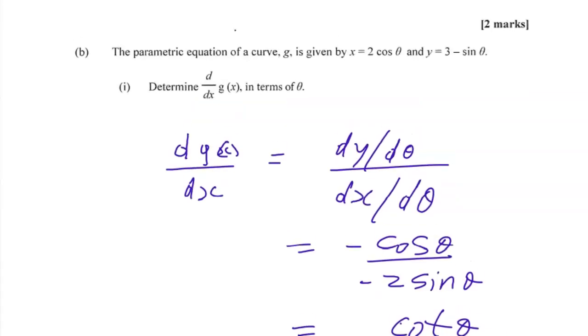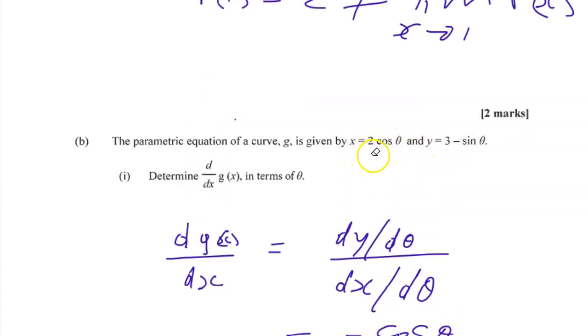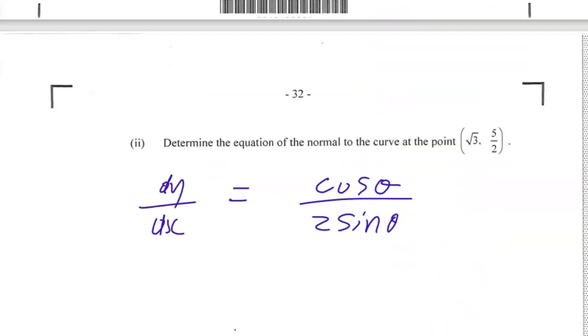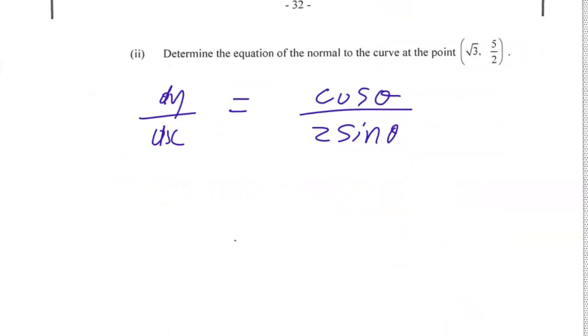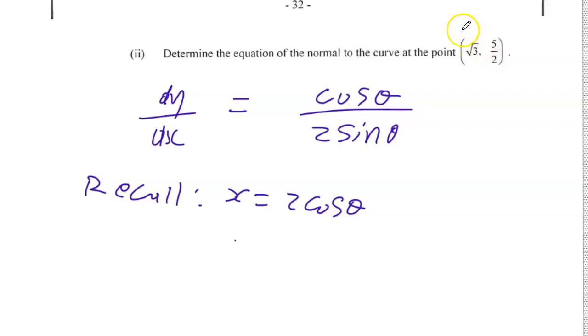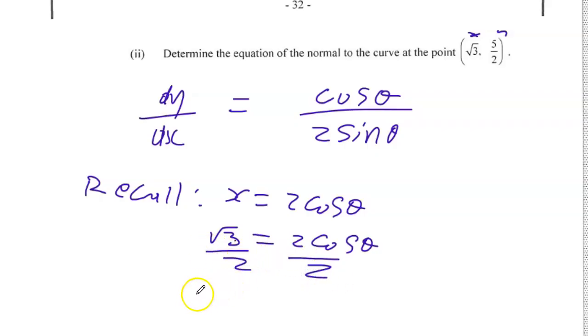Just remember the function here. X equal 2 cos theta and y equal 3 minus sine theta. Let's rewrite these. X equal 2 cos theta. Now x here is root 3, right? Which means that root 3 is equal to 2 cos theta. Which means that cos theta, divide both sides by 2, cos theta is root 3 upon 2.